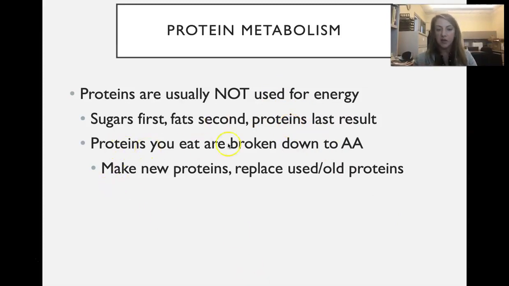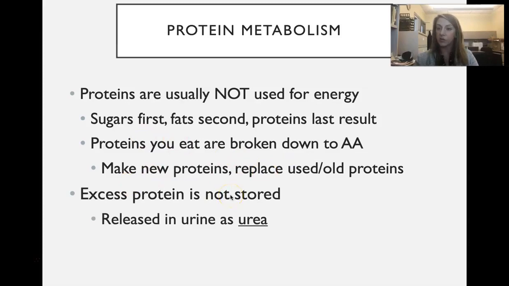The proteins you eat are broken down to amino acids, and you use those amino acids then to make new proteins, right? To replace older used proteins. So you're thinking about making new skin cells, making new blood cells that have proteins. You need to make new proteins a lot. And so you need amino acids in your diet in order to create more proteins.